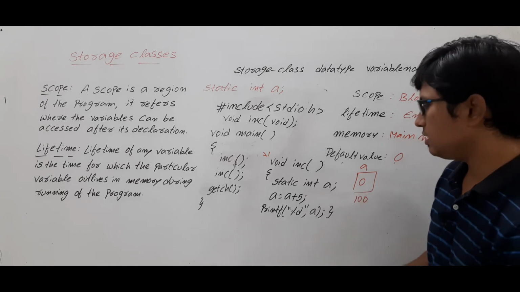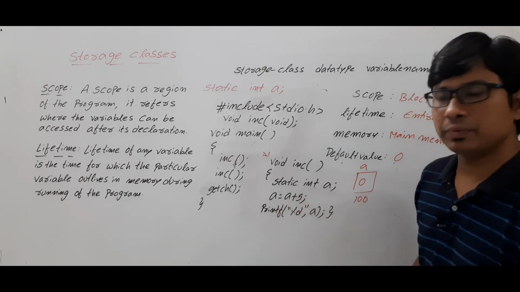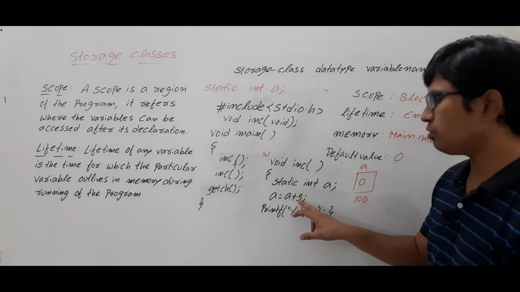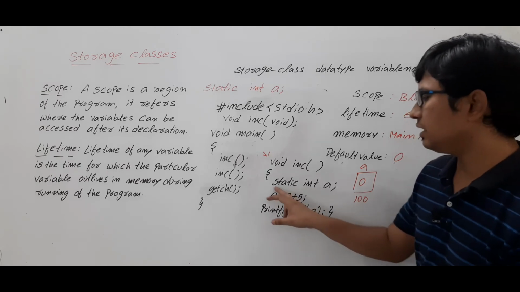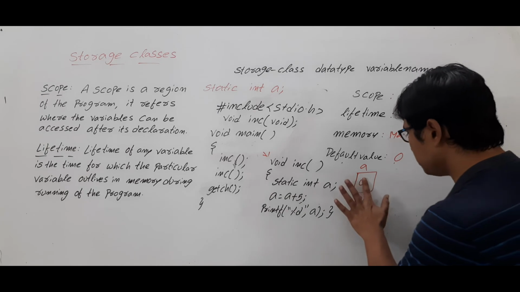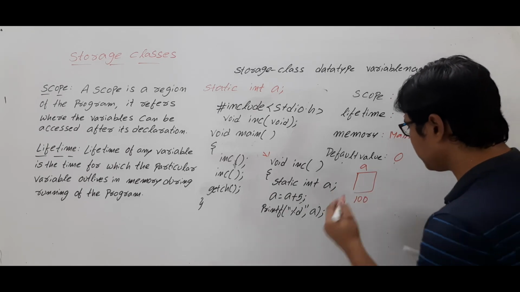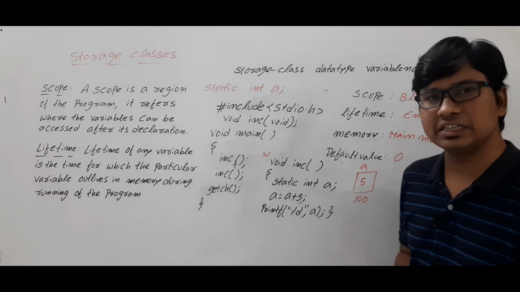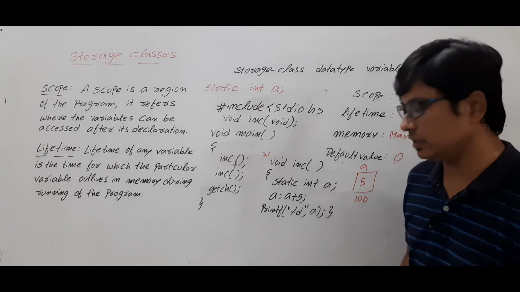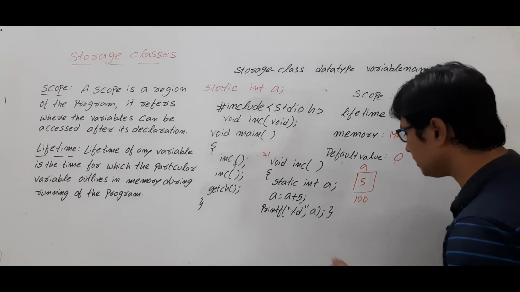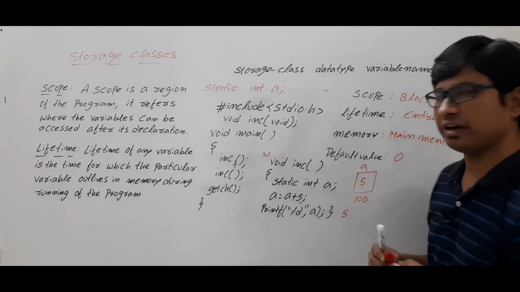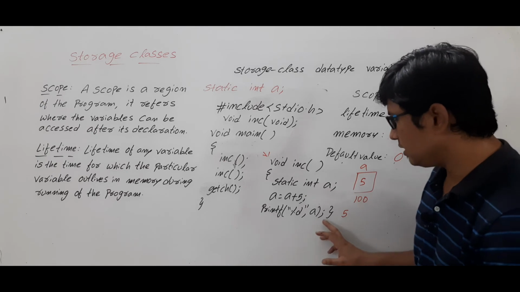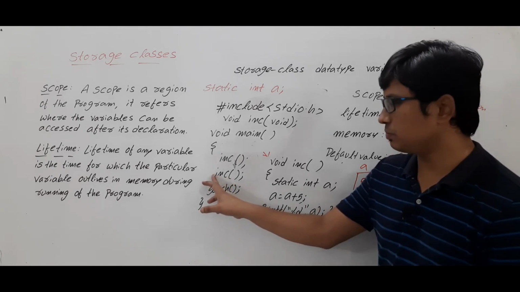Is it clear? Then a is equal to a plus 5. The value of a is 0, 0 plus 5 will be 5, that will be assigned to the variable a, so the value will be updated to 5. And here you are writing printf percentage d a. Are you able to understand? Then it will display the value as 5.